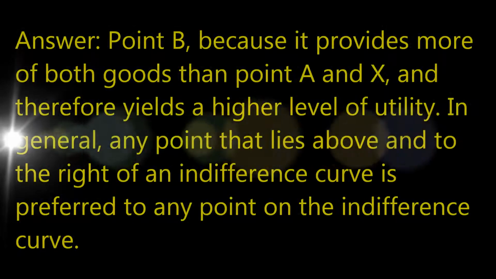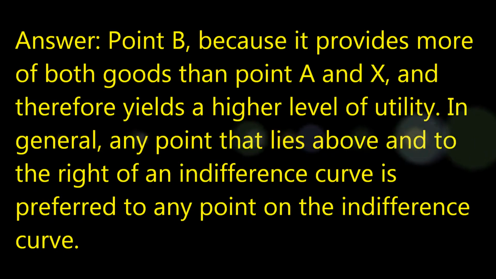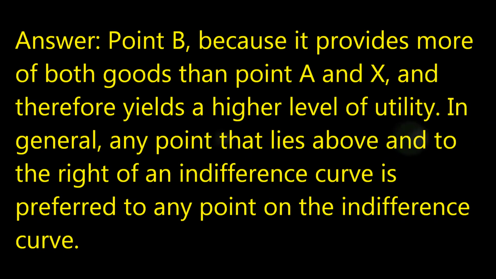Answer: point B, because it provides more of both goods than point A and X, and therefore yields a higher level of utility. In general, any point that lies above and to the right of an indifference curve is preferred to any point on the indifference curve.